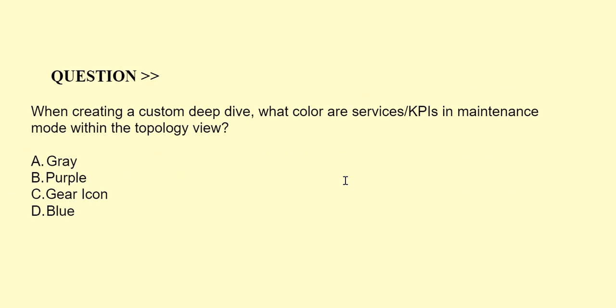When creating a custom deep dive, what color are services KPIs in maintenance mode within the topology view? Option A, gray. Option B, purple. Option C, gear icon. Option D, blue. The correct answer is option A.